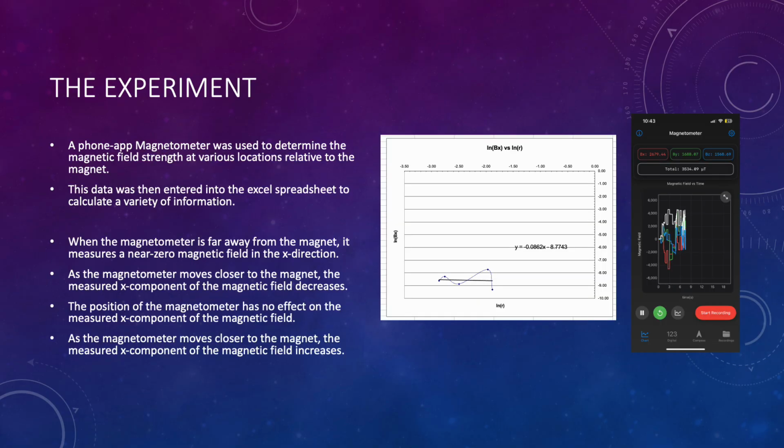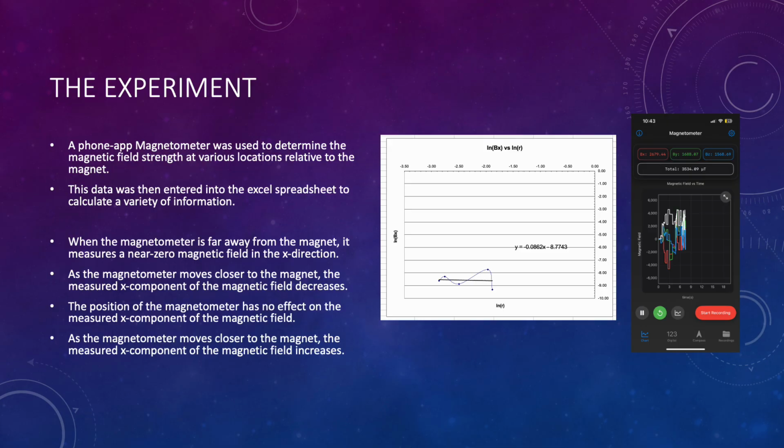Starting with the experiment, we used a phone app magnetometer to determine the magnetic field strengths at various locations relative to our bar magnet. Actually, more accurately, we could say that we used the measurement from the set magnetic field strengths to determine different positions about our magnet. You can see a screenshot of that magnetometer app on the far right. This data was then entered into an Excel spreadsheet that was provided to calculate some different pieces of information, and that includes this graph that we see here.